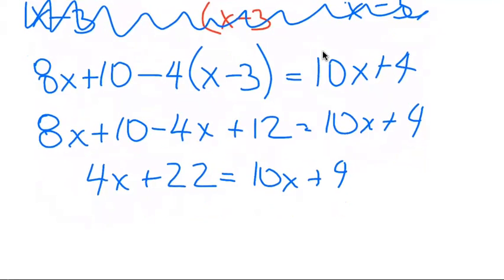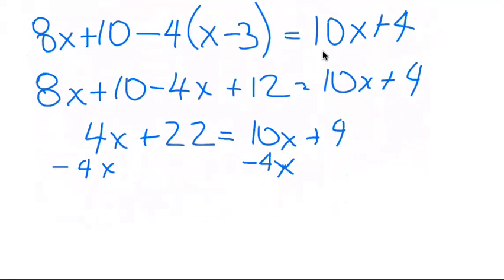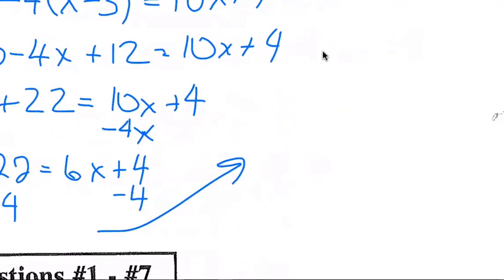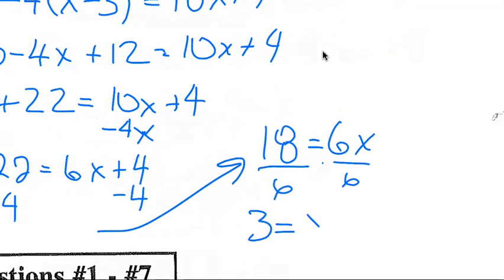I am going to subtract 4x over here, subtract 4x over here. That's going to keep my x term positive. 22 is equal to 6x plus 4. I'm going to subtract 4, subtract 4. That's not a 9, that's a 4. I can't read my own writing. 22 minus 4 is 18, which is equal to 6x. Divide by 6, 3 is equal to x.